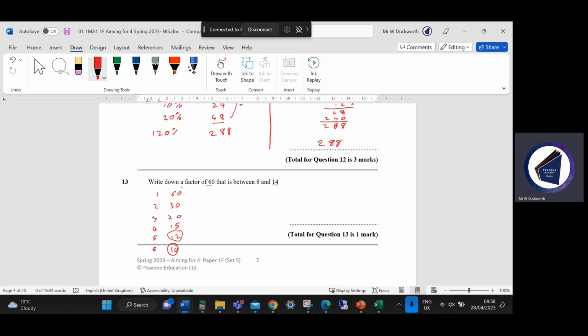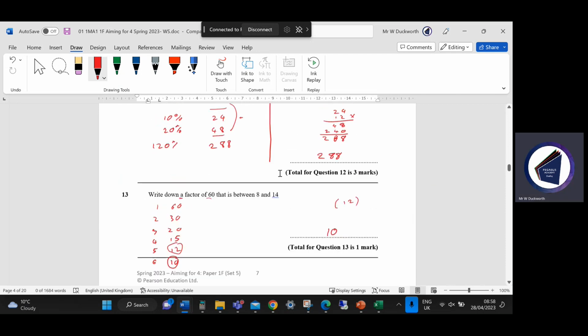12. Right, write down a factor. So I'm not going to be overly complicated. I'm not going to go over the top. I'm going to write down the first one, 10. I've shown both of them. I've shown that there are 2, but I'm going to write down 10. But the reality is you could have had 12 as well. Right, and that's it for the page.